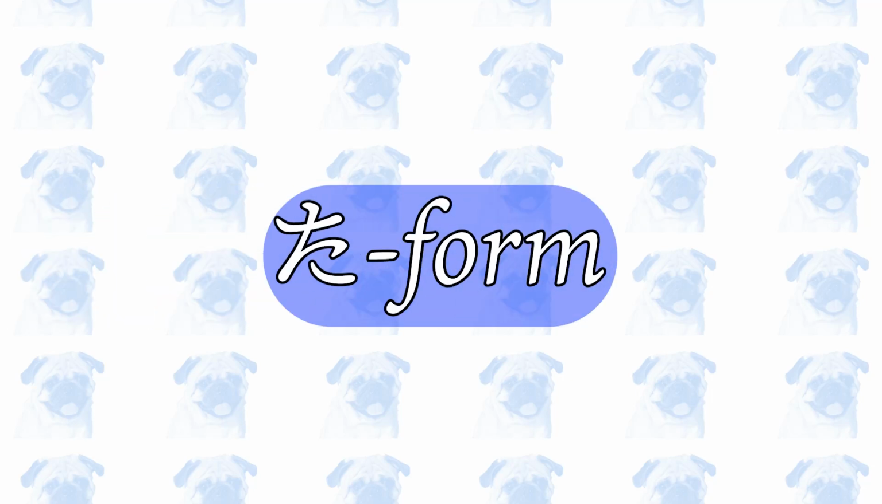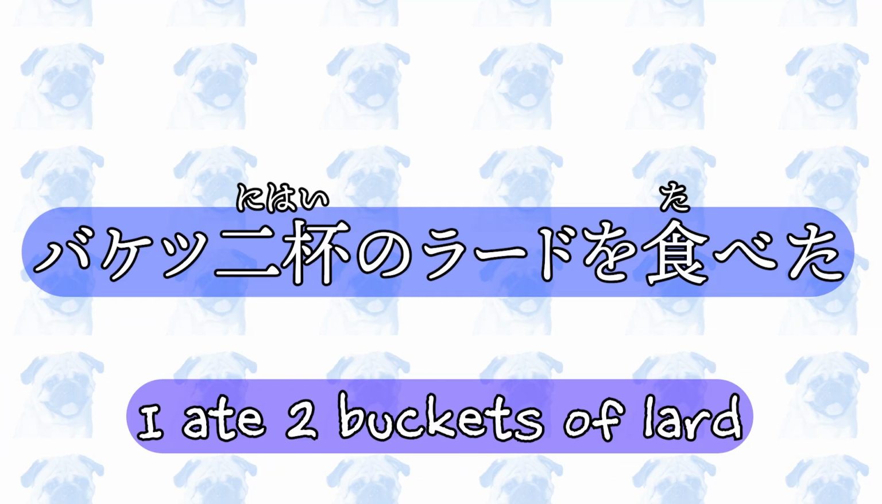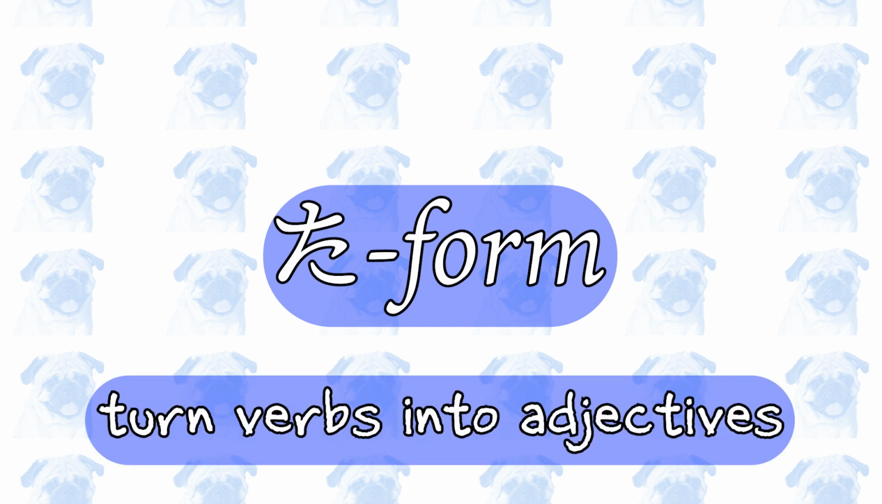The ta form of verbs normally indicates the past tense. For example, in バケツ2杯のラードを食べた, I ate 2 buckets of lard. The verb 食べる is in the ta form, 食べた. The ta form, however, can also make it possible to use verbs like adjectives to describe nouns.